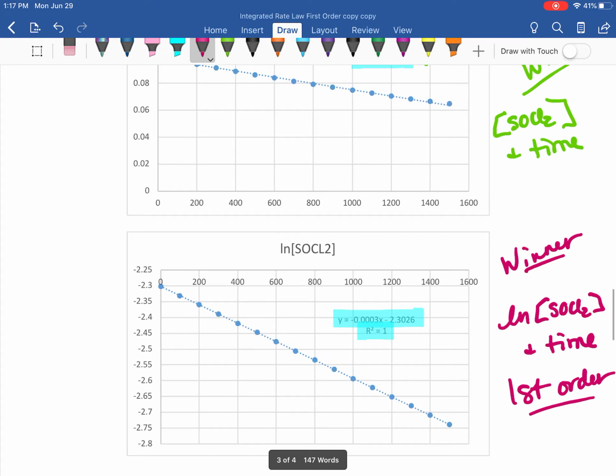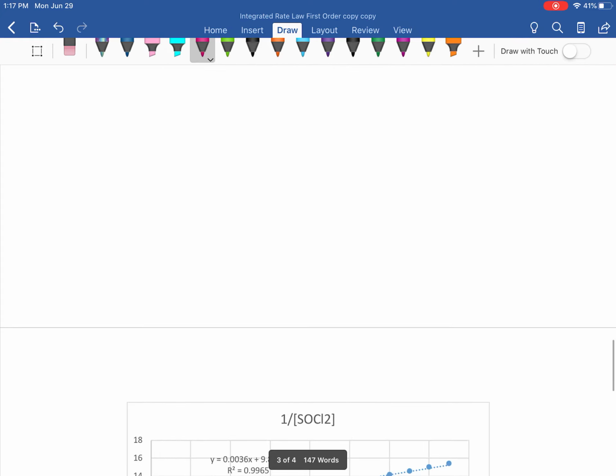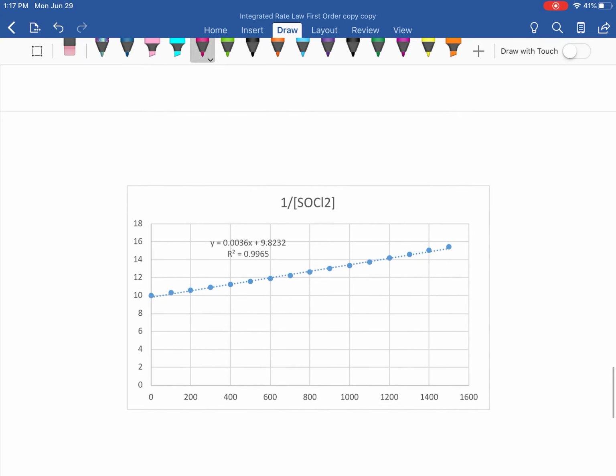And for good measure, let's compare that last column of data. Let's compare that we just plotted, the 1 over concentration.